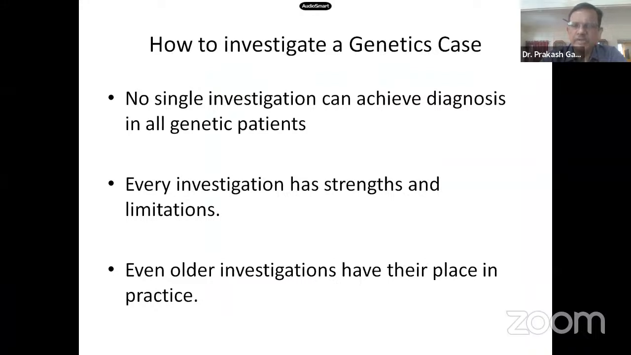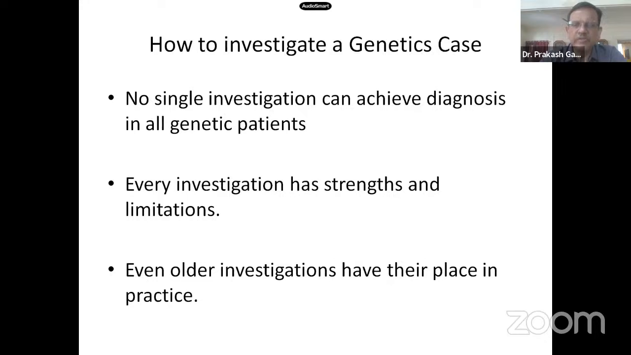Similarly in genetics, when I started, it was karyotyping; the FISH technique came a little afterwards, or RFLPs were there initially, or Western blotting was there in practice at that time in a big way. So these techniques still stand and still hold true for some of the patients. That is why old investigations do not lose their place in practice.